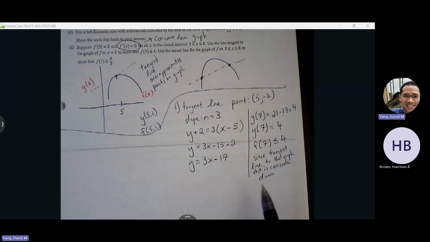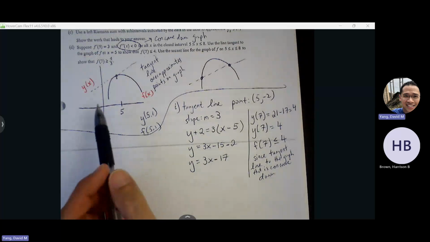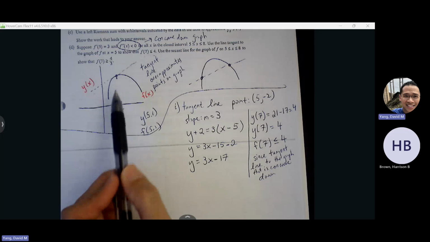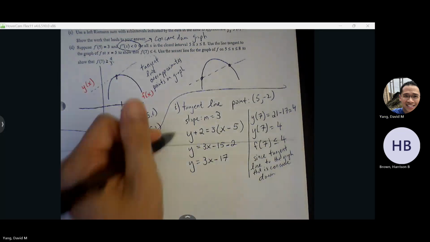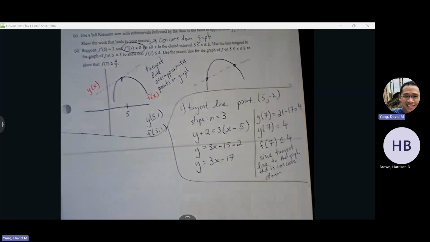Since the graph is concave down and we have a tangent line to a graph that's concave down.